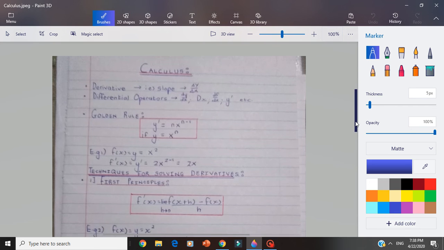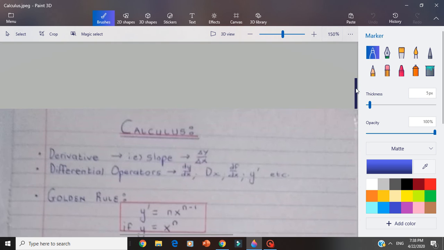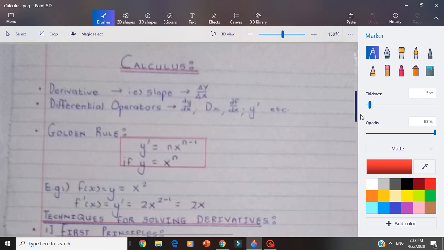Today we're going to be dealing with calculus. Okay, the first thing in calculus that a student should know is that the term derivative means slope. And slope is always the change in y over the change in x. So y2 minus y1 over x2 minus x1.